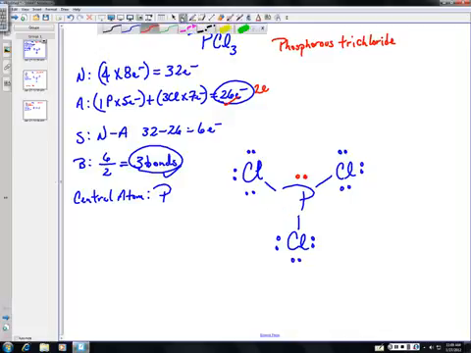Now, again, our final check. Does everybody have 8? This chlorine has its 8. This chlorine has its 8. This chlorine has its 8. And phosphorus has 8. Phosphorus has 2 in that bond, 2 more in that bond, 2 more in that bond, so that's 6. And it has that pair of electrons, so it has 8. So that is a good Lewis dot representation of PCl3.